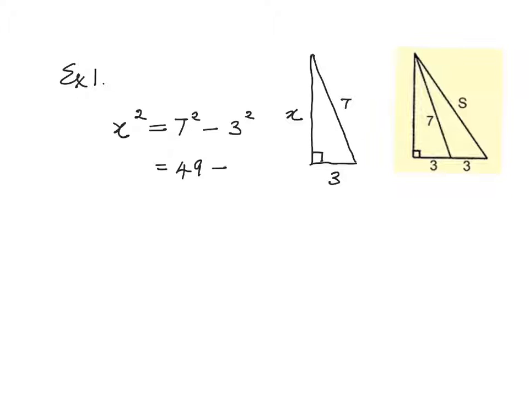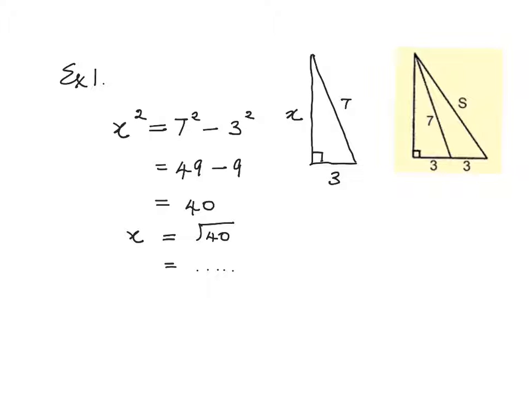49 minus 9, which is 40. And remembering to take the square root, x equals the square root of 40. Now I could work that out as a decimal. I'm just going to leave that at the moment. There's a reason for that.